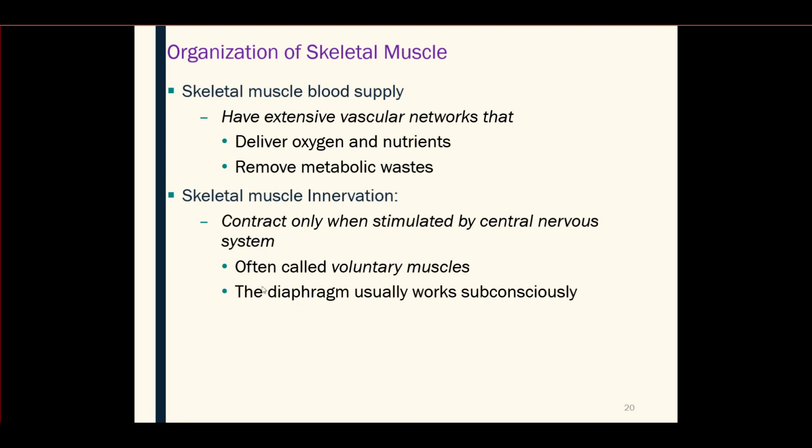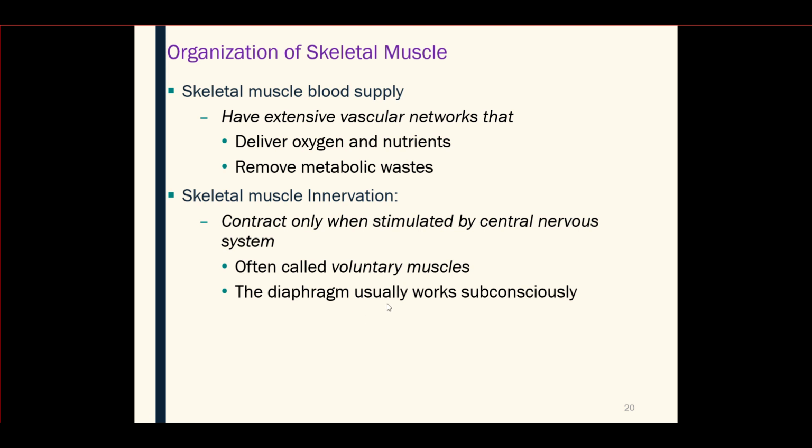One of the muscles that's actually a skeletal muscle that we don't really think about as being voluntary, even though it really is, is the diaphragm. This is actually controlled on a subconscious level, right? You don't have to tell yourself to breathe 16 times a minute because that's what the diaphragm does. So this kind of just works on a subconscious level.